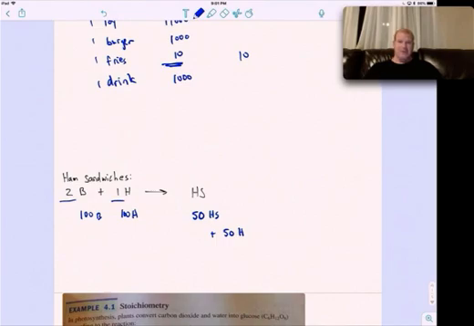So that's another thing that would be important in balancing chemical reactions and in limiting reagents, is to look at the stoichiometric ratio.